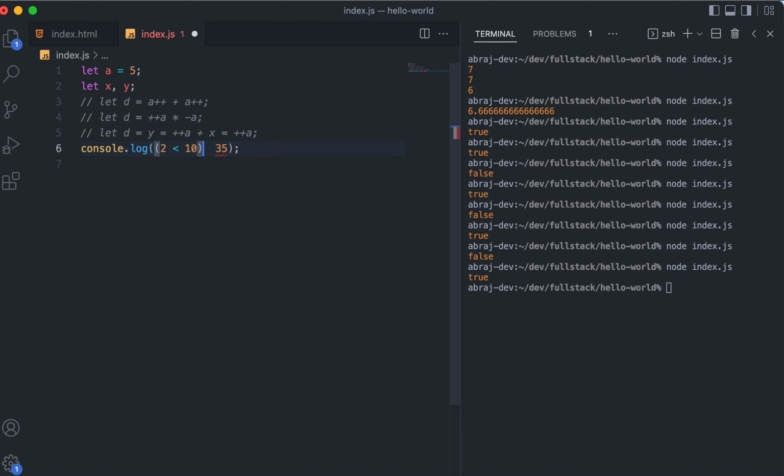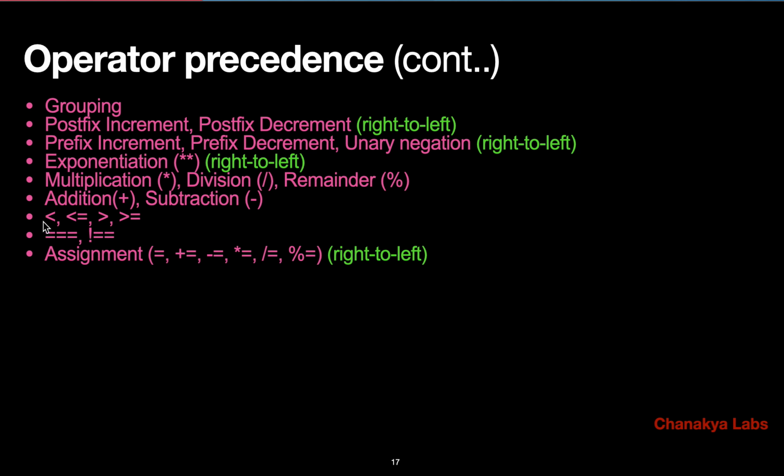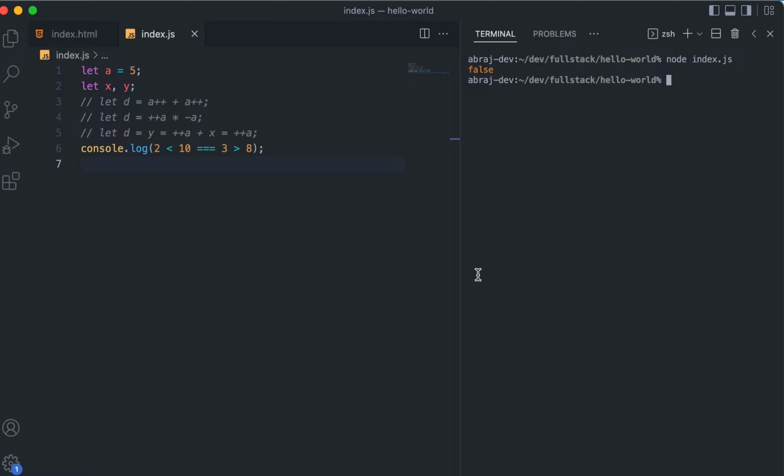So I can do something like, even if I don't use brackets here, 2 less than 10 is equal to, let's say, 3 greater than 8. So what is happening? 3 greater than 8 is false, right? And this side is true. So this side is evaluating to true and this side is evaluating to false, and in the end equality is happening. Why? Because we just saw that first precedence is given to less than and greater than, and then equality, and that's why this thing will be false.